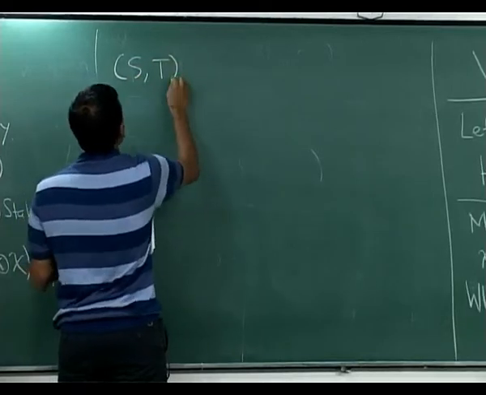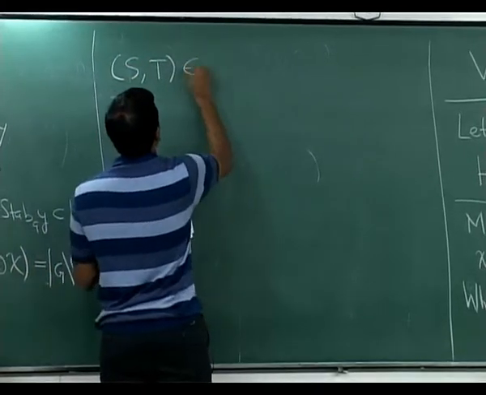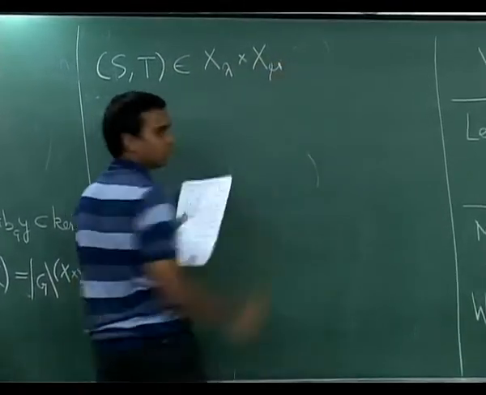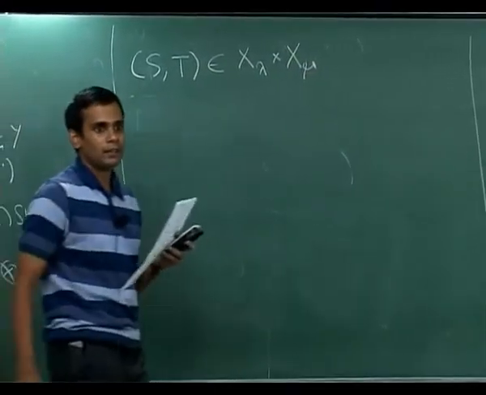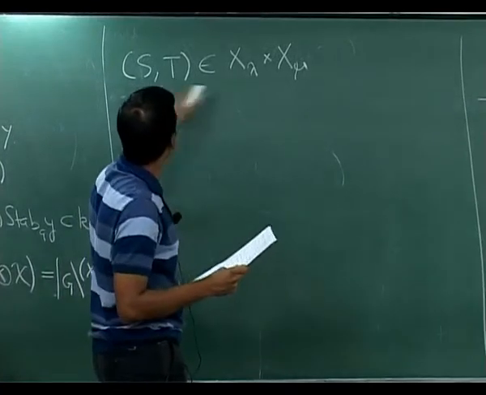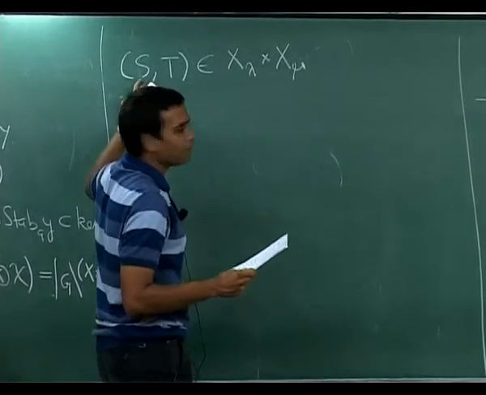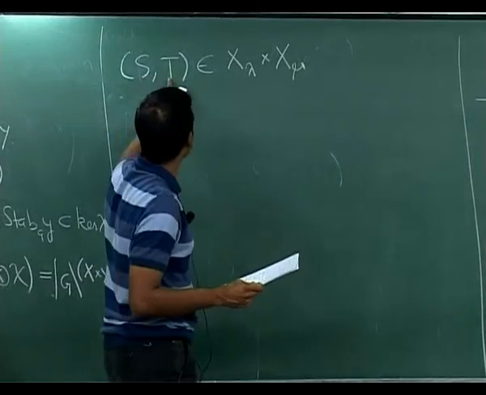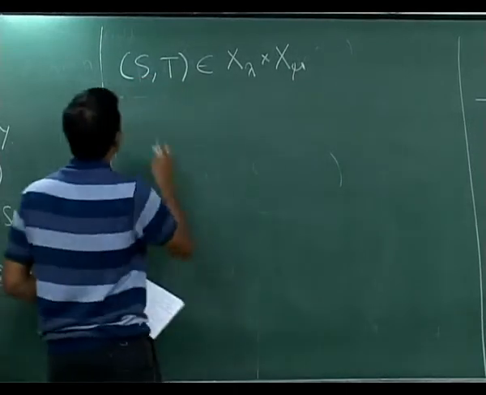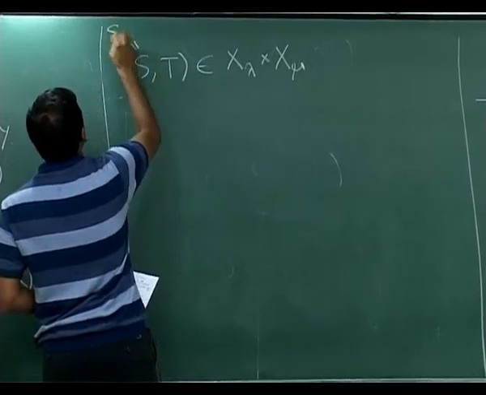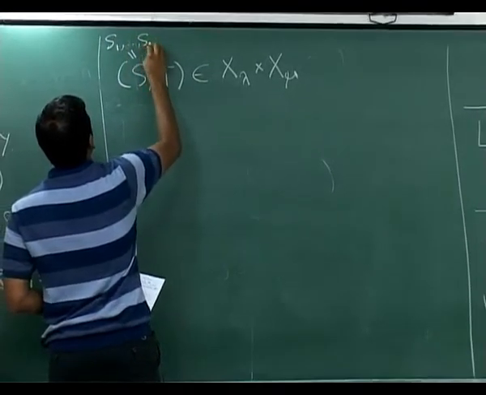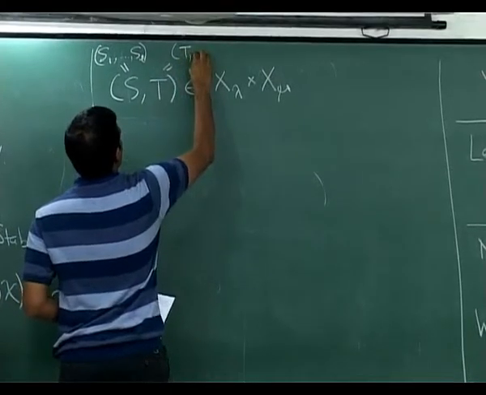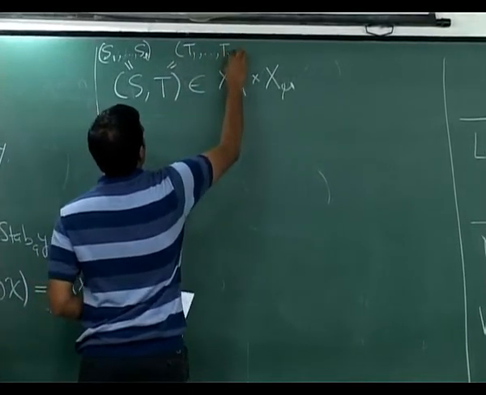Suppose S, T is a pair in X_lambda cross X_mu. Here lambda and mu are partitions of the same number n. S is a set partition of the set 1 to n of shape lambda, and T is a partition of shape mu. Our usual convention is to write this as S_1 up to S_l and this as T_1 up to T_m.